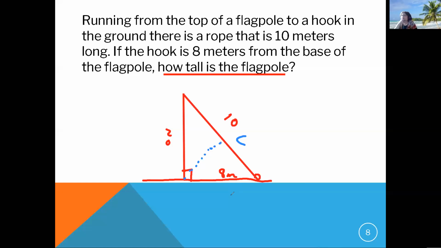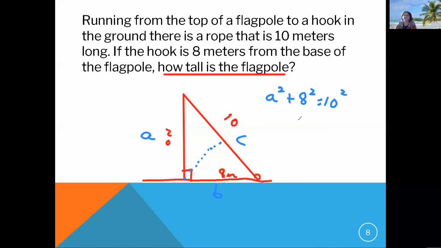Okay, so what should I label A? Question mark or 8? It really doesn't matter. Question mark. Okay, so I'm going to label this as A, and then I'll label this as B. So how would I set this up? A squared plus 8 squared equals 10 squared. Exactly. A squared plus 8 squared. That's hard to say. Equals 10 squared.